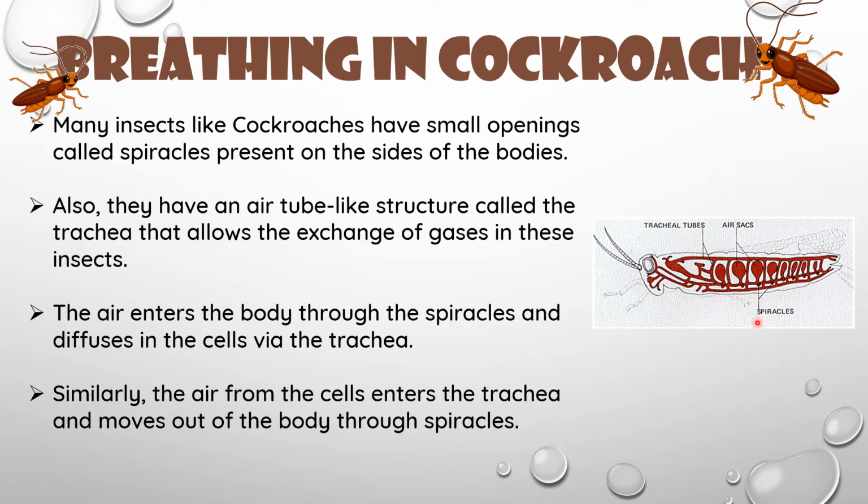Through the openings, air comes inside their body, and through the tube-like structure called trachea, that air diffuses or spreads throughout their body. Similarly, the air from the cells enters the trachea and moves out of the body through spiracles. In the same way, some gases like carbon dioxide are expelled out through the spiracles. That is the breathing mechanism in cockroach or that kind of insects.